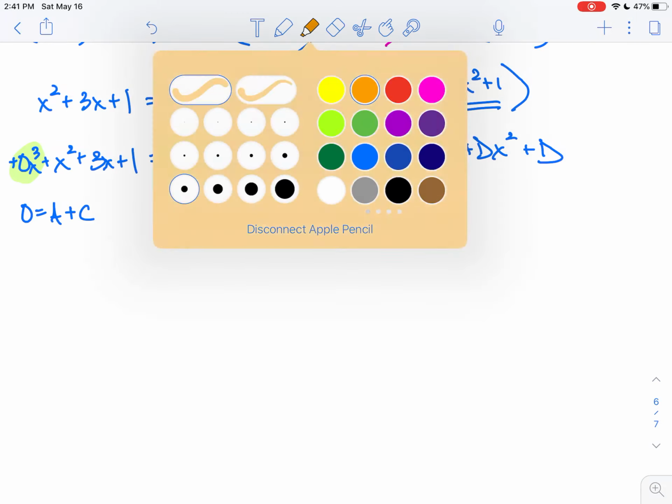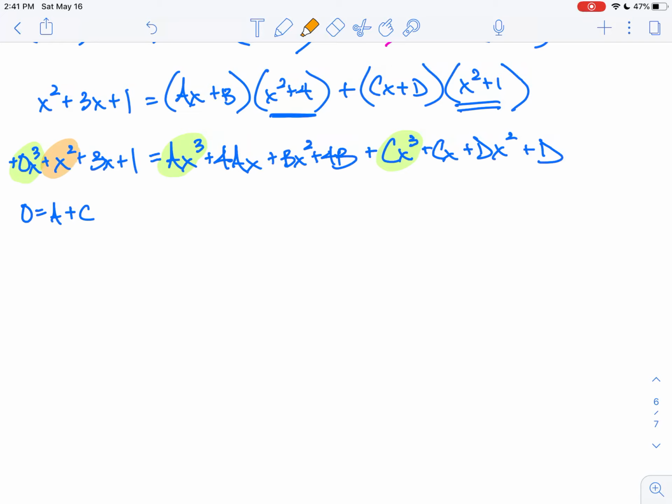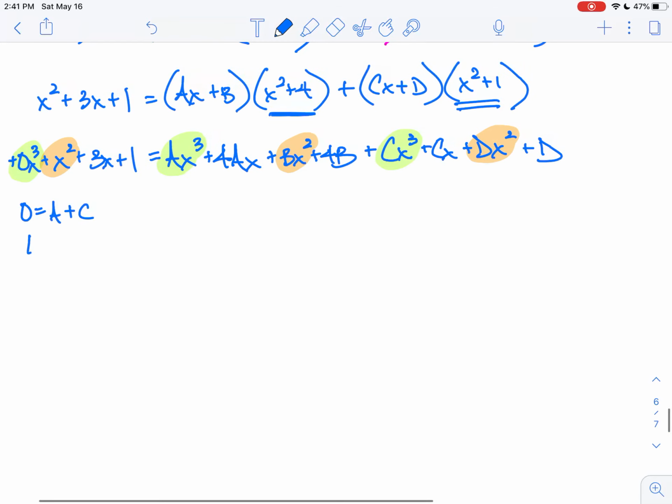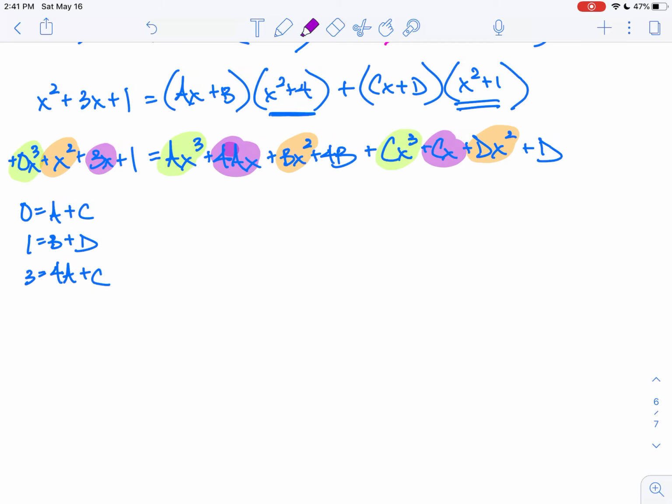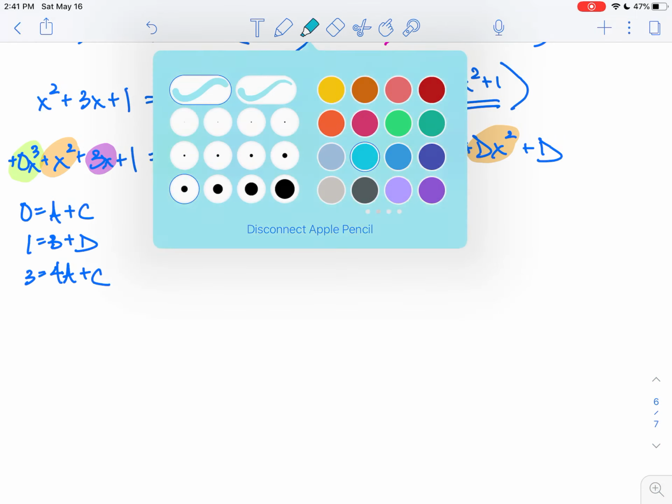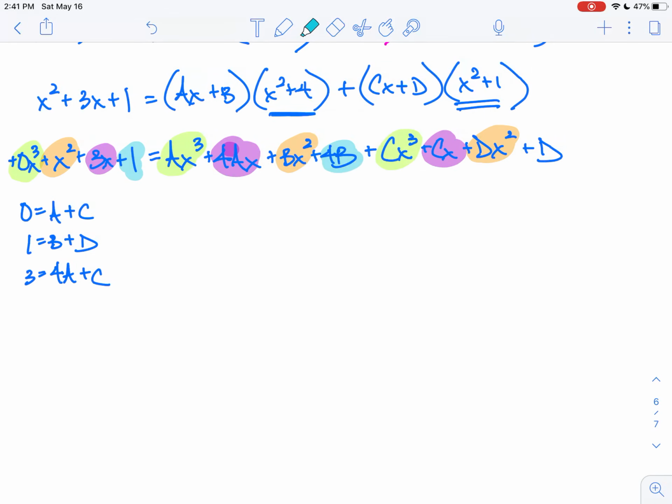All right, let's find our second equation. 1x squared equals bx squared plus dx, or 1 equals b plus d. All right, let's find our third equation. 3x equals 4ax plus cx, or 3 equals 4a plus c. All right, what's our last equation here? We have 1 equals 4b plus d.